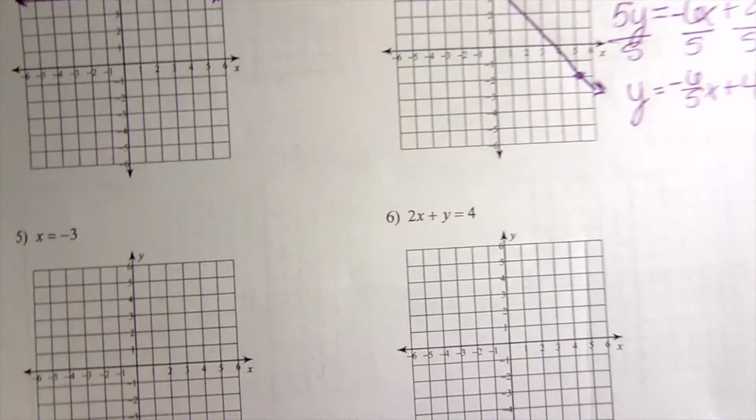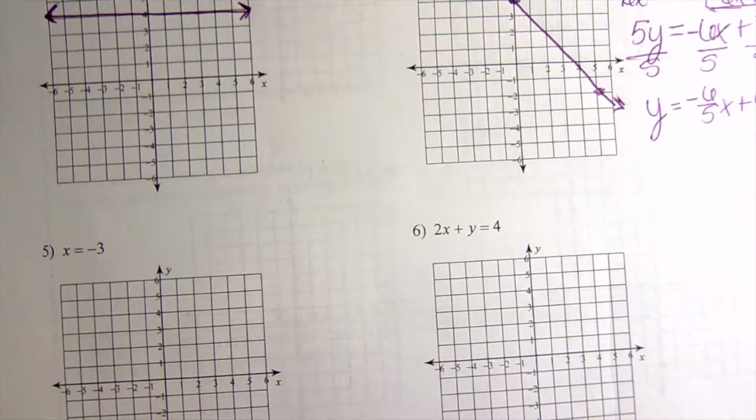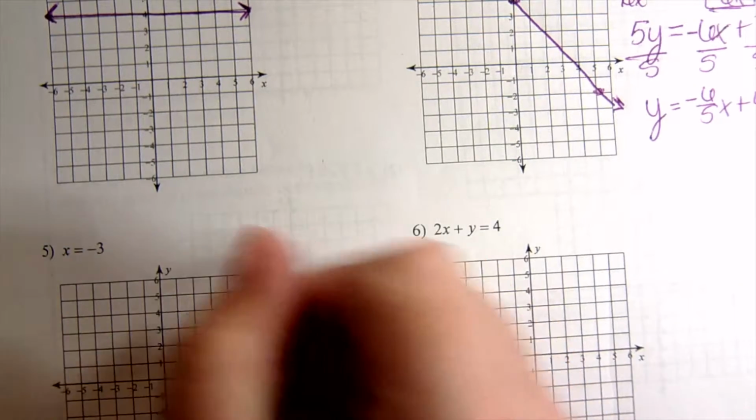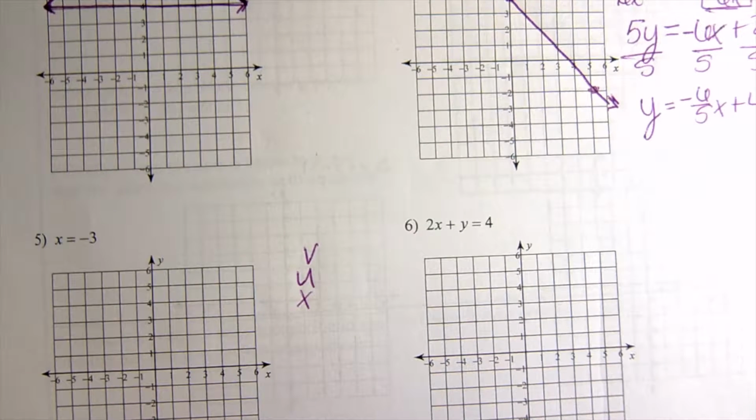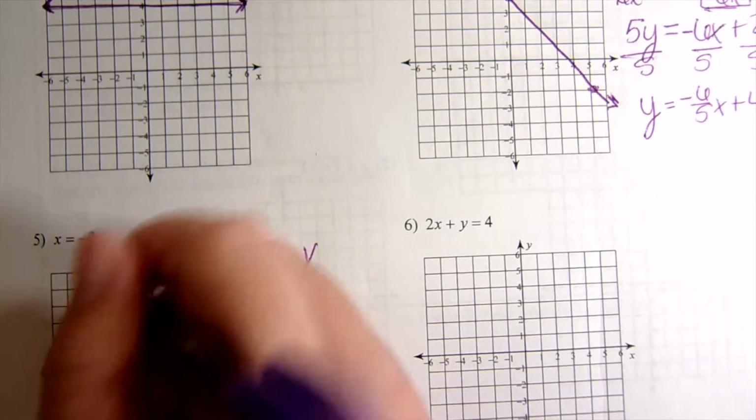Number 5. What kind of line is that? Vertical. Where does it cross? X is negative 3.